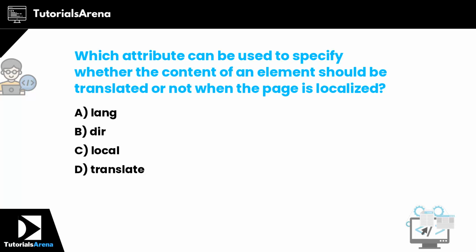Which attribute can be used to specify whether the content of an element should be translated or not when the page is localized? The correct answer is option D, translate.